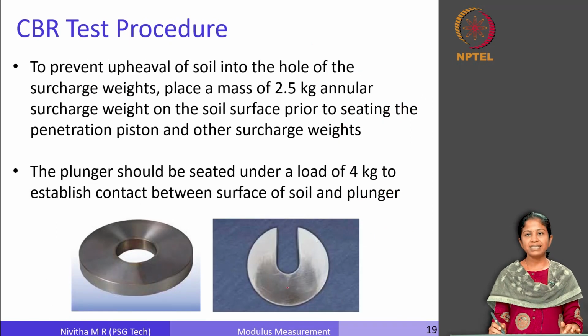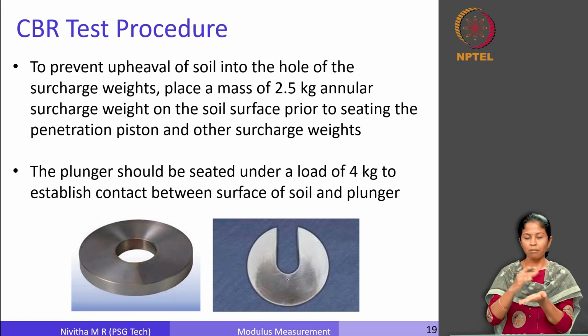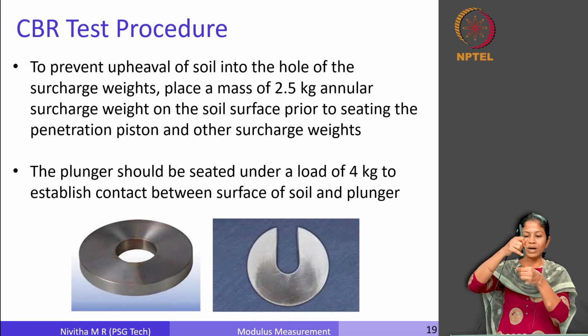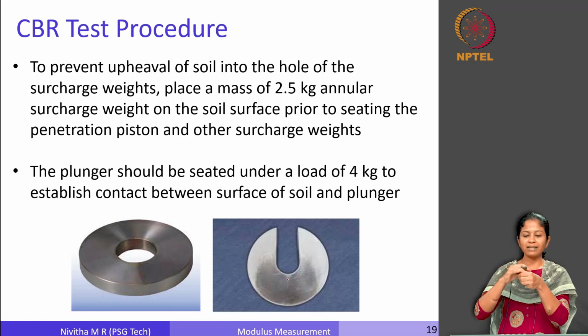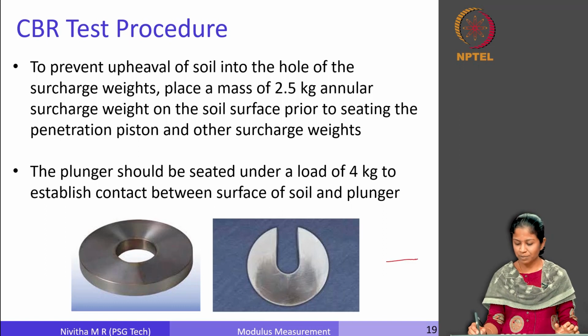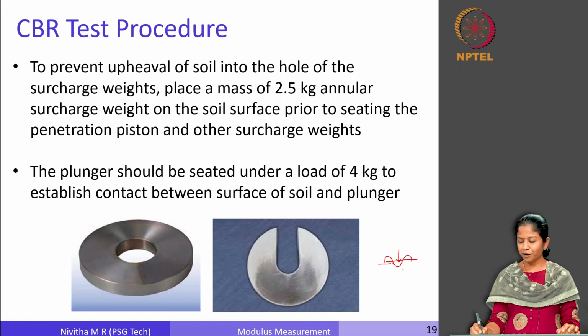Now, before I start the test, let us say that I have a compacted specimen like this. Once I insert my plunger into this, there is a possibility that soil is going to upheave on all my sides, right. So, if this is my surface, I put a plunger here, it is going to come like this. On the sides, the soil is going to upheave, right. To prevent this kind of a scenario, it is suggested that you place annular weight like this, right.